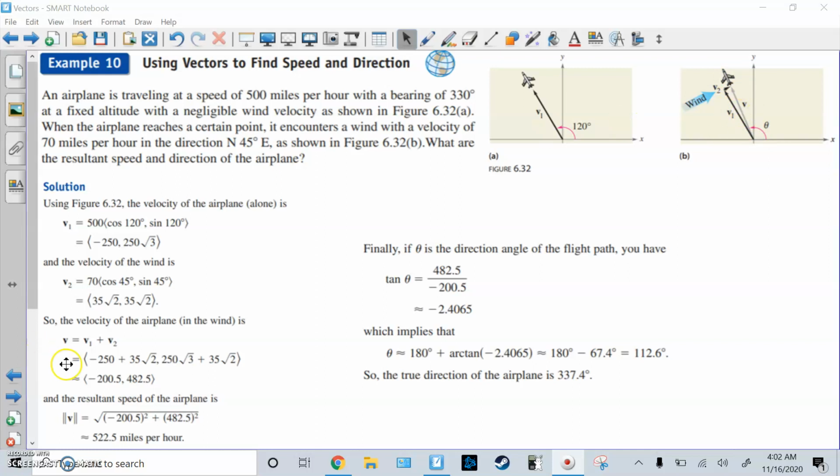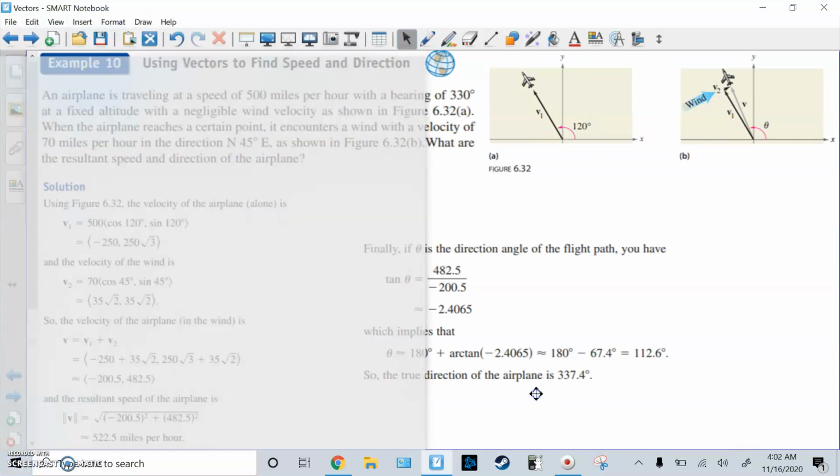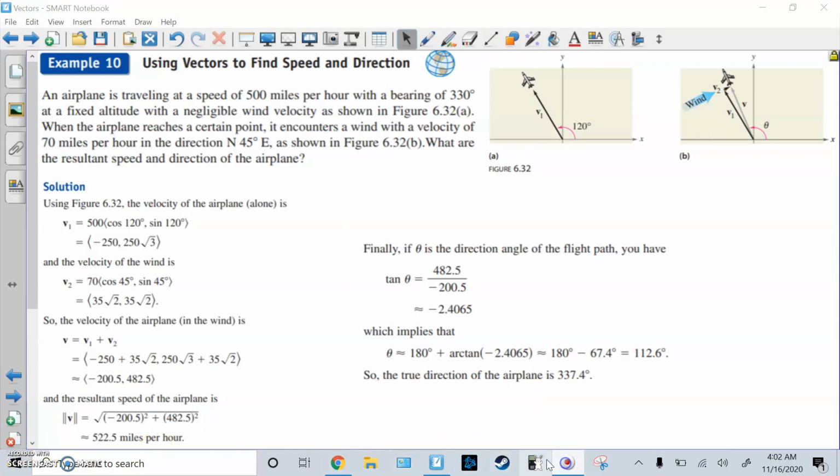To find magnitude, you just do the distance formula. So you square the first thing, square the second thing, add them, square root, you get 522.5. Then to find the angle, you can just do tangent theta equals b over a, so the y part over the x part. So tangent theta is this, arctan both sides, get that. Then you have to do 180 minus this to get your true bearing.